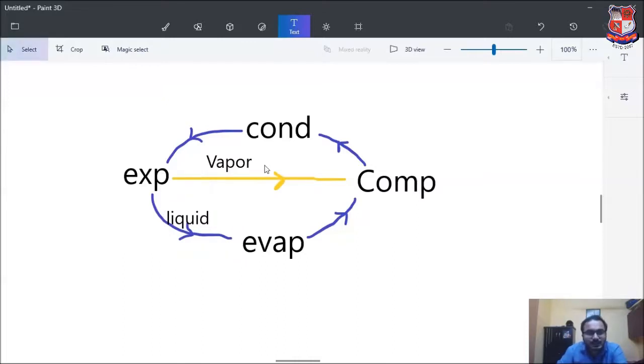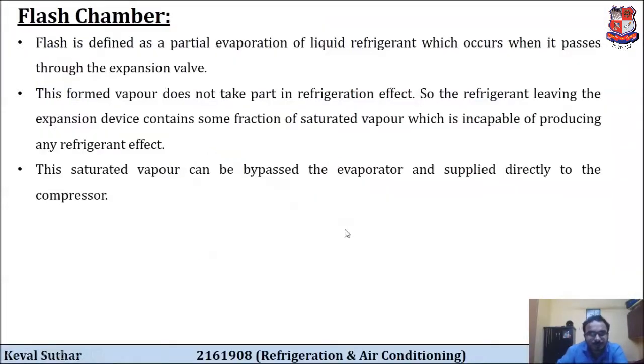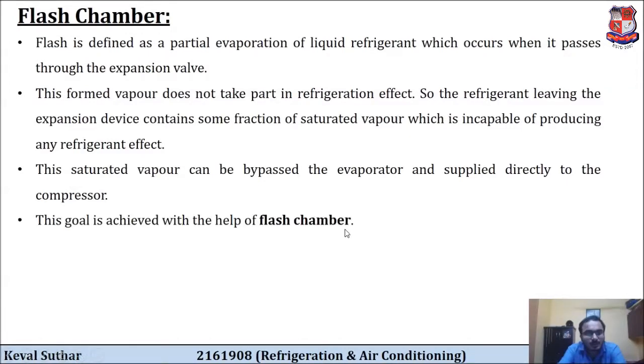I hope you are getting this figure: during the expansion process some vapor is generated which is not going to take part in refrigeration. So at the expansion device we can separate this saturated vapor and liquid. Liquid will go into the evaporator, which is actually doing our task, and vapor, which is not doing any task, can be taken directly into the compressor. That will be the task of the flash chamber. This goal is achieved with the help of the flash chamber.